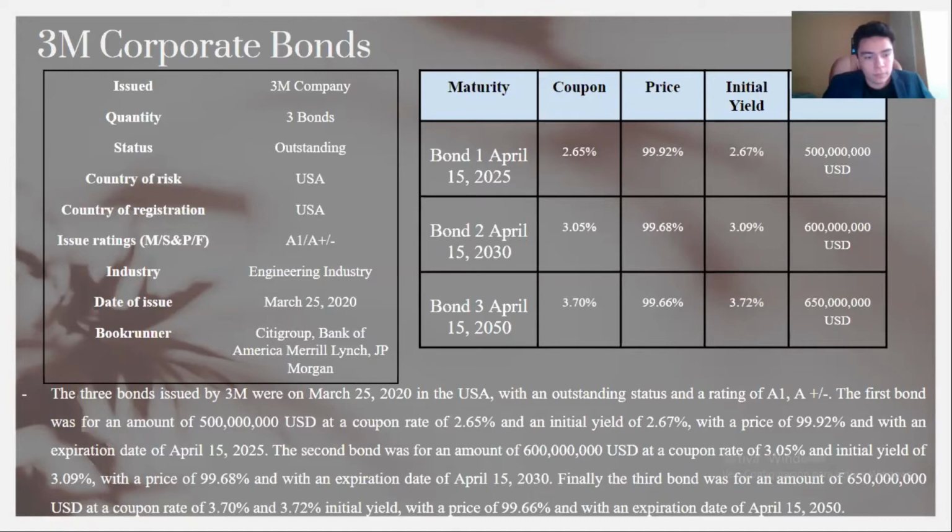Finally, the third bond was for an amount of 650 million at a coupon rate of 3.70% and 3.72% initial yield, with a price of 99.66% and with an expiration date of April 15, 2015.